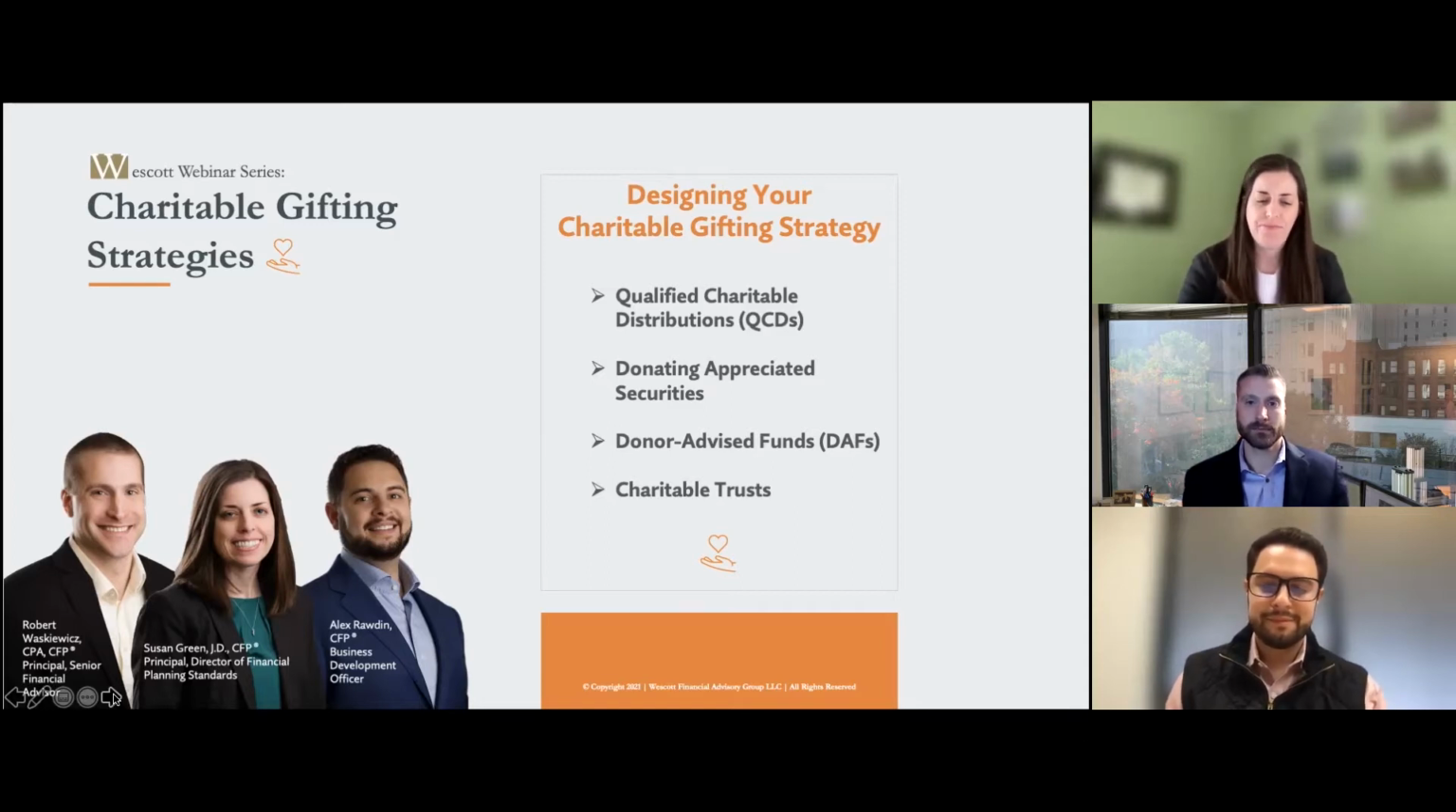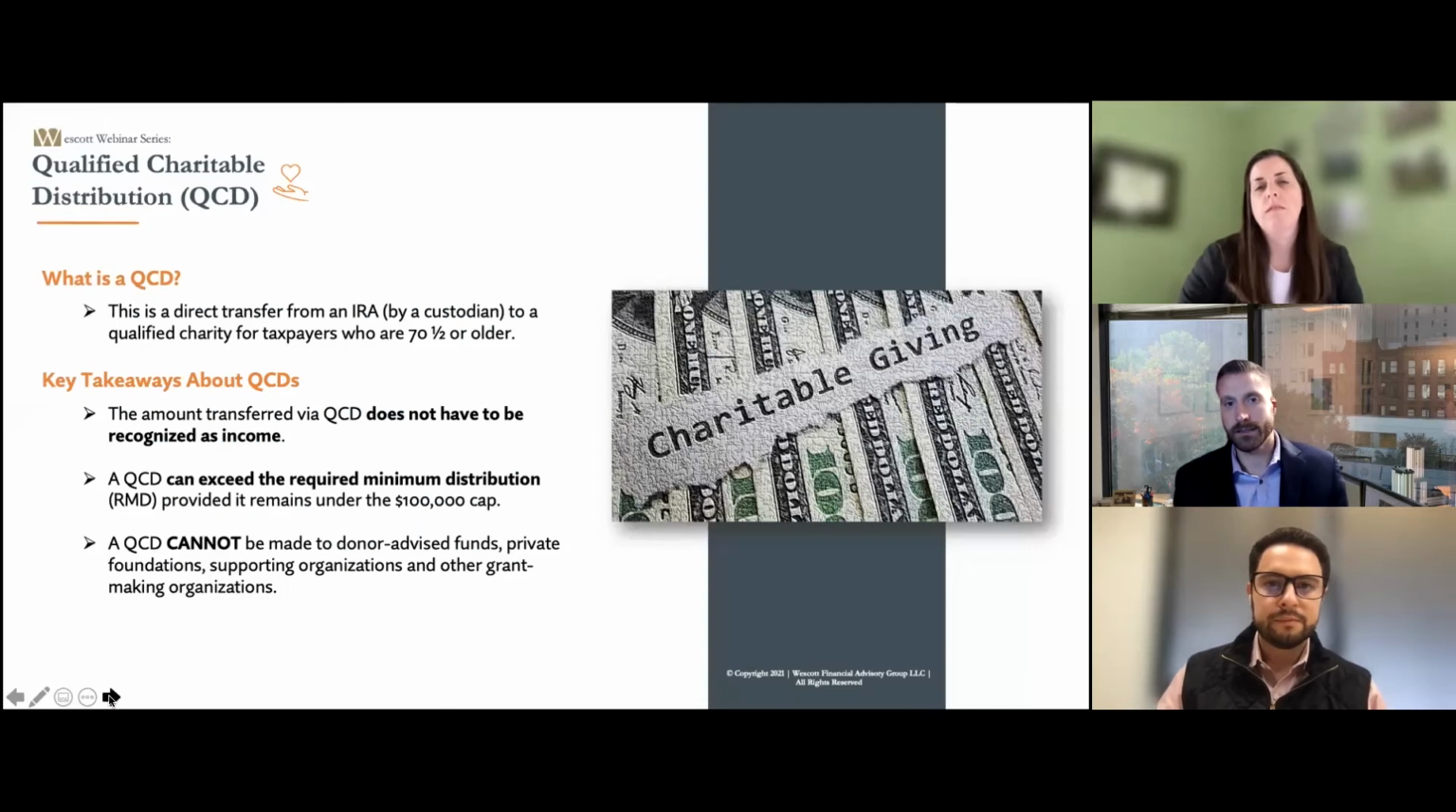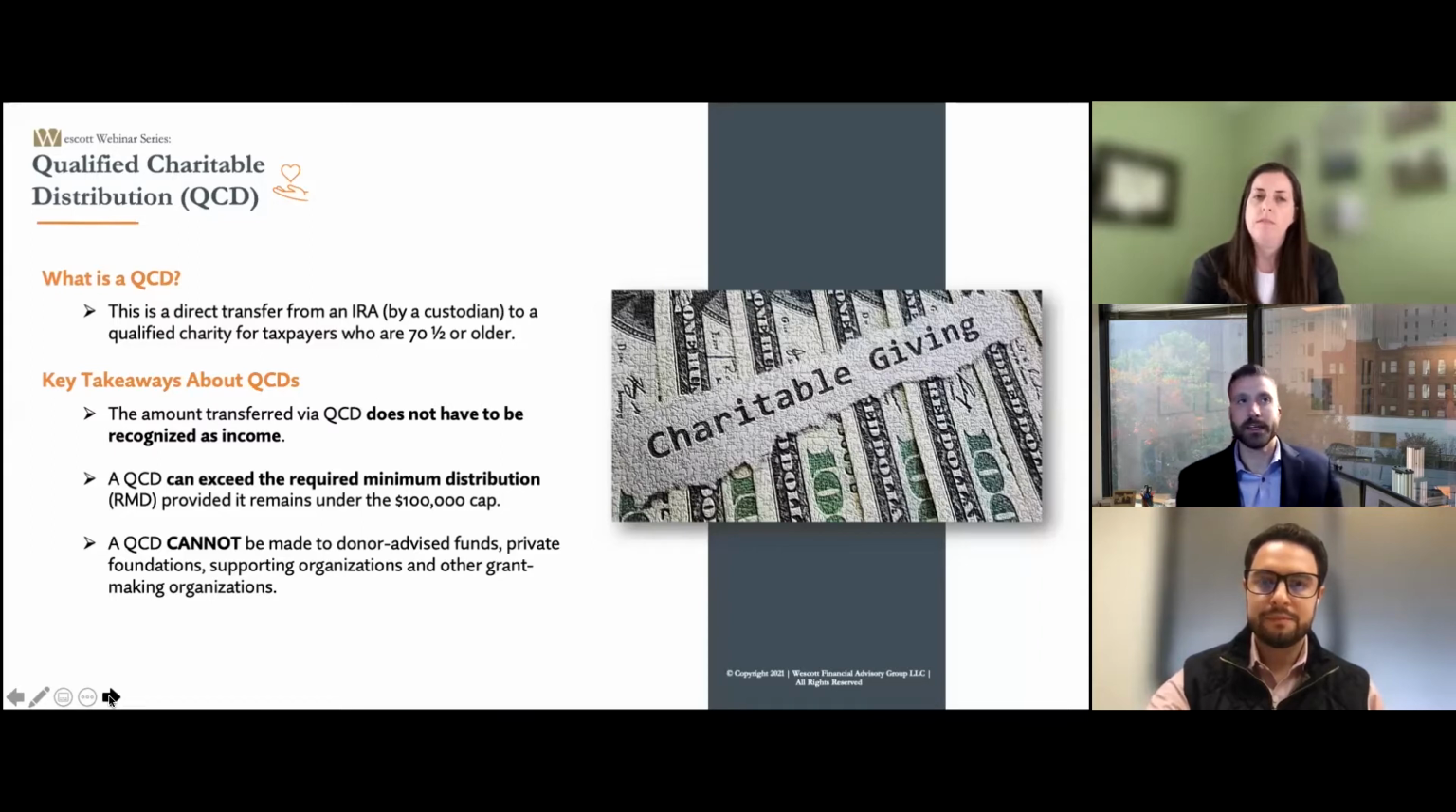Thanks, Alex. So today we'll be discussing some strategies to make charitable gifts in a tax-efficient way. Bob, would you tell us a bit about our first strategy, qualified charitable distributions? Sure. Thanks, Alex. A qualified charitable distribution, or a QCD, allows individuals over the age of 70 and a half to make a direct transfer from their IRA to a qualified charitable organization.